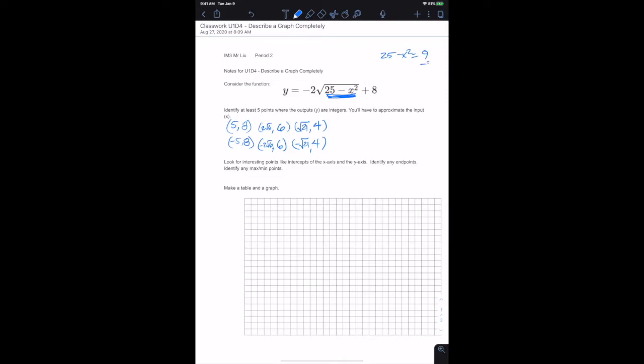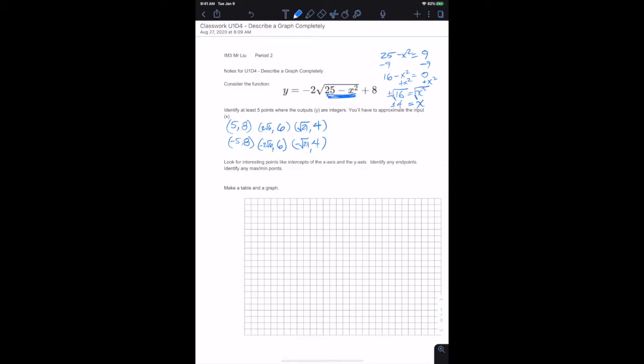I'm going to subtract 9. And I get 16 minus x squared is equal to 0. And then I add x squared, and I get x squared is equal to 16. When I take the square root of that, how nice. We even get an integer for x because this becomes x. Square root of 16 is 4. So we have plus 4 and minus 4.